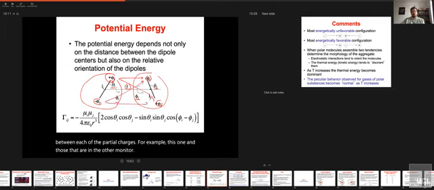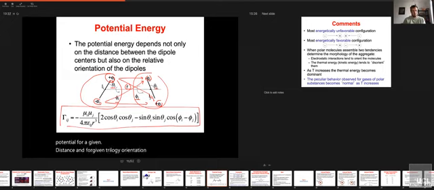And of course, the main importance of the relative orientation is that by changing the relative orientation, you are changing the effective distances between the various partial charges. So in some cases, you're going to have repulsions. In some cases, you're going to have attractions. When you combine everything, you can find that the overall potential for a given distance and for a given relative orientation is given by this equation over here.